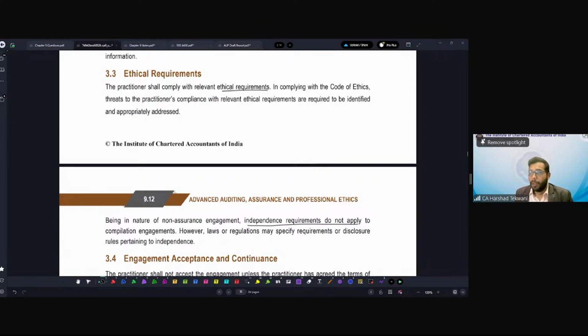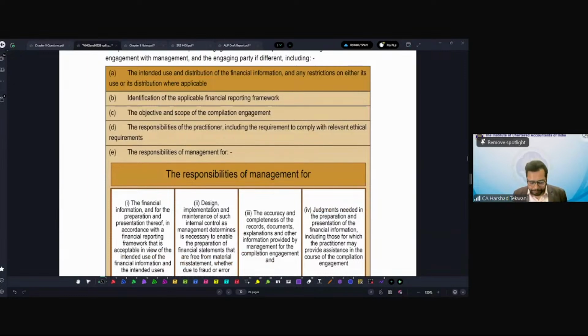Okay. Now, as I said, similar ethical requirements, nothing different over here. Acceptance and continuance, similar. We will go through quickly. Similar, on the same line. One, you have to identify the applicable financial reporting framework. Reason: here, as I said, it could be a special purpose framework, it could be a general purpose framework. So you have to specify based on which framework you are preparing or presenting the financial information, or rather assisting the management in preparation and presentation of financial information.